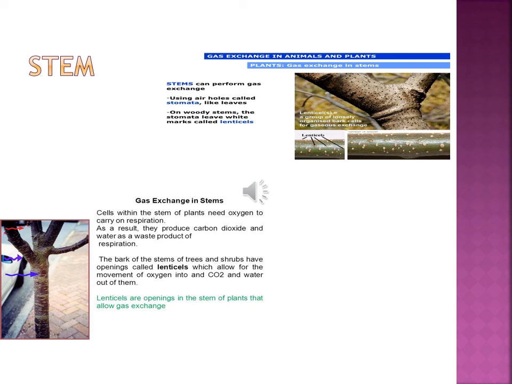Stem. You can see in these two pictures that the stem can perform gas exchange. They have holes known as stomata like leaves, but on woody stems these stomata leave white marks called lenticels. So the stems of herbs have stomata for exchange of gases, and the hard and woody stems of big plants and trees have lenticels for gas exchange. So a lenticel is a tiny opening on the bark where the cells are loosely packed and have space allowing the exchange of gases.